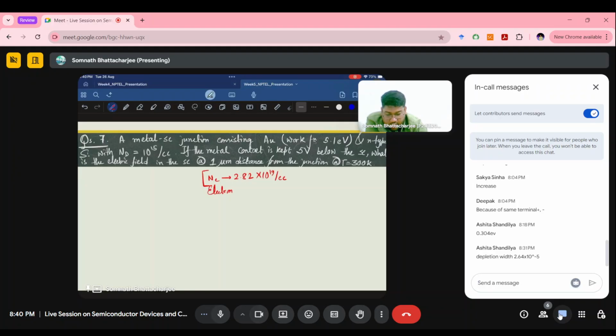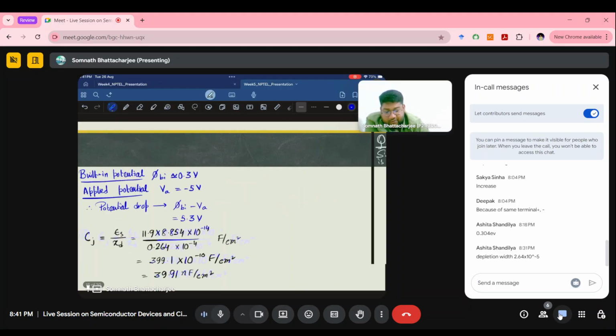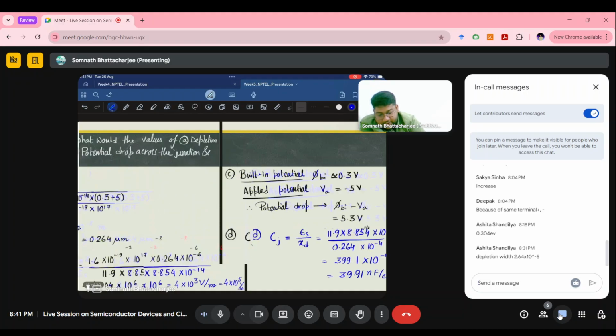Electron affinity of silicon is given as 4.05 eV, and relative permittivity of silicon is given as 11.8. So these are the given values based on the previous problem we have already solved.